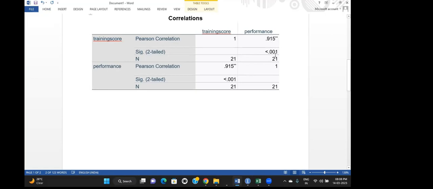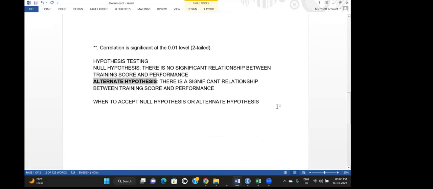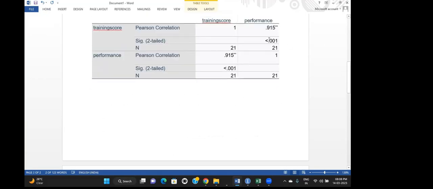So what does that decide? The p value decides, right? So here the p value is less than 0.01, right? So this is the p value. Please understand here.